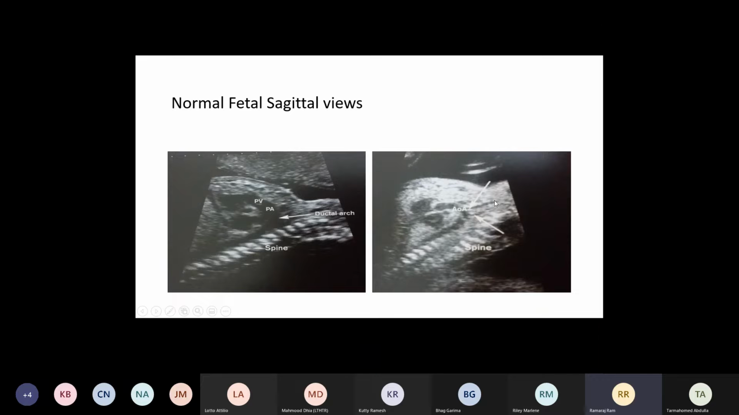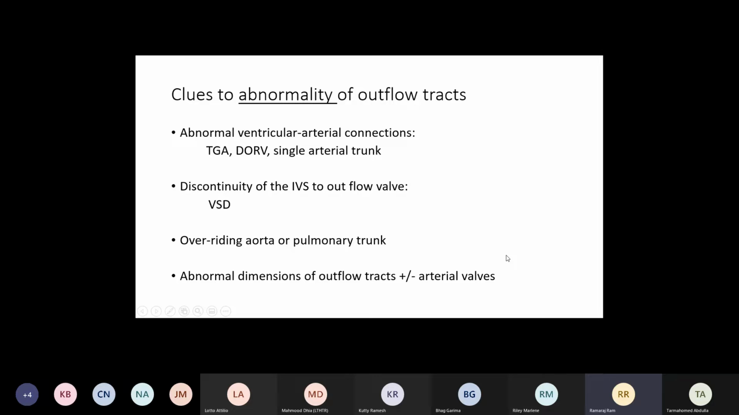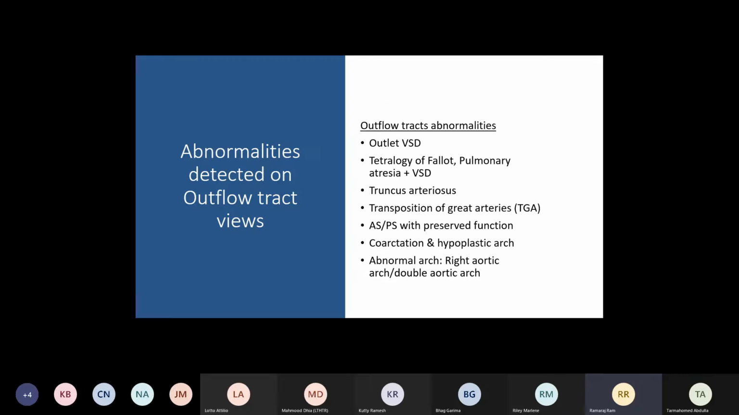So these two views are important. And obviously, the sagittal view is useful for other things like your branch pulmonary arteries, right pulmonary artery, your IVC and SVC, and how they are connecting, like a bicaval view scenario. So these are all the clues: any discontinuity, any size discrepancy, any non-crossing over of the great vessels is going to give you a clue that you are suspecting a potential abnormality in your fetal echo assessment.